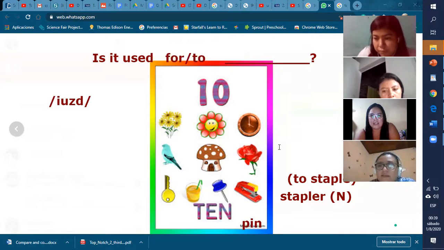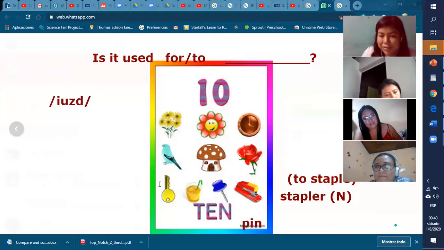A bird? Is it used to have as a pet? No, it's not. Is it used to cheer up? What about a woman? Cheer up a woman. Is it used to open the door? Yes, it is. Is it used for giving a present?